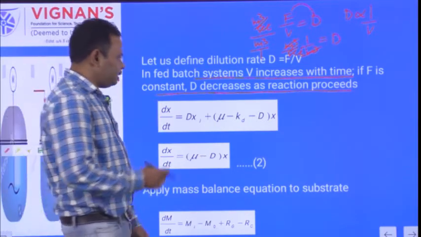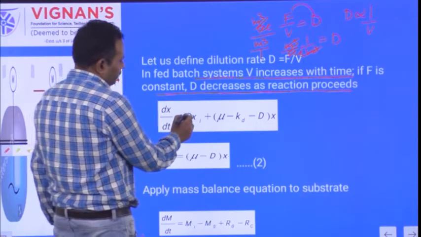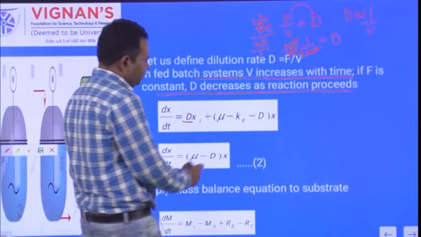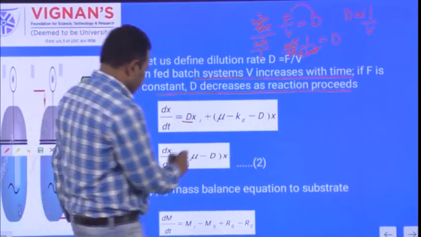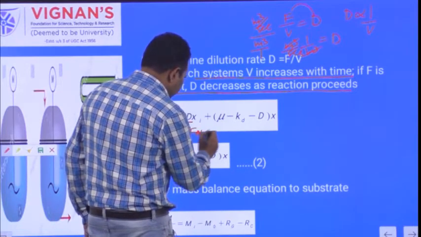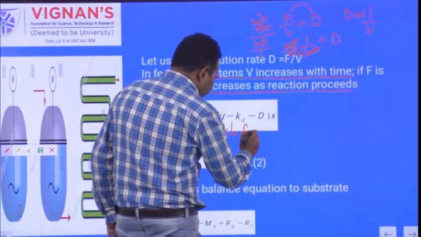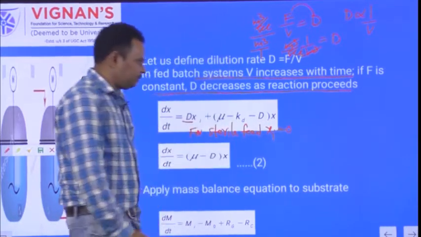Next, from equation 1, again you can write dx/dt is equal to, in place of F by V, substitute D: (mu minus kd minus D) into x. Again, when you take a sterile feed, put xi is equal to 0.